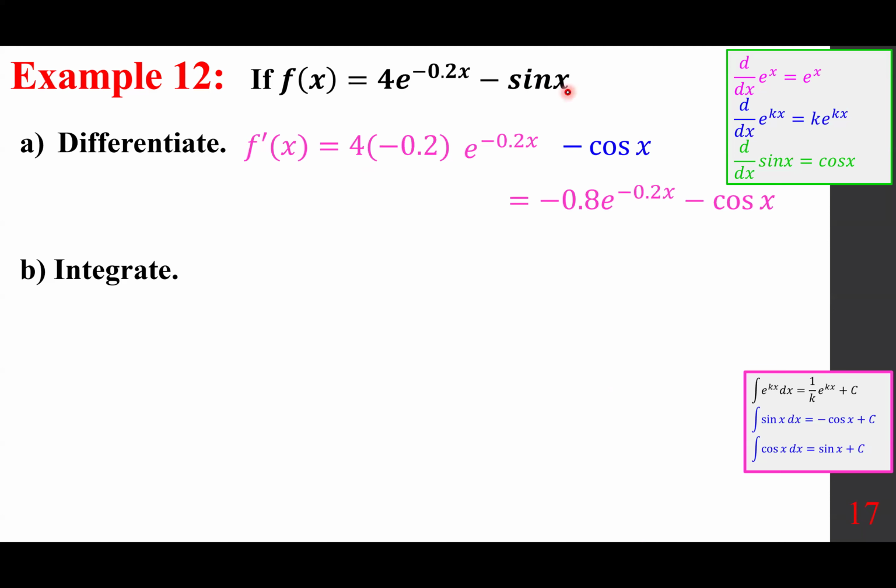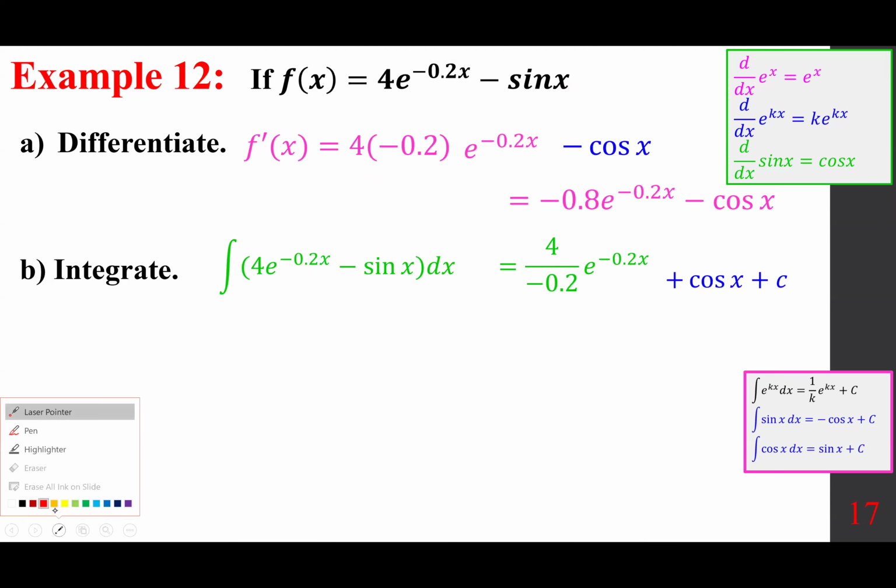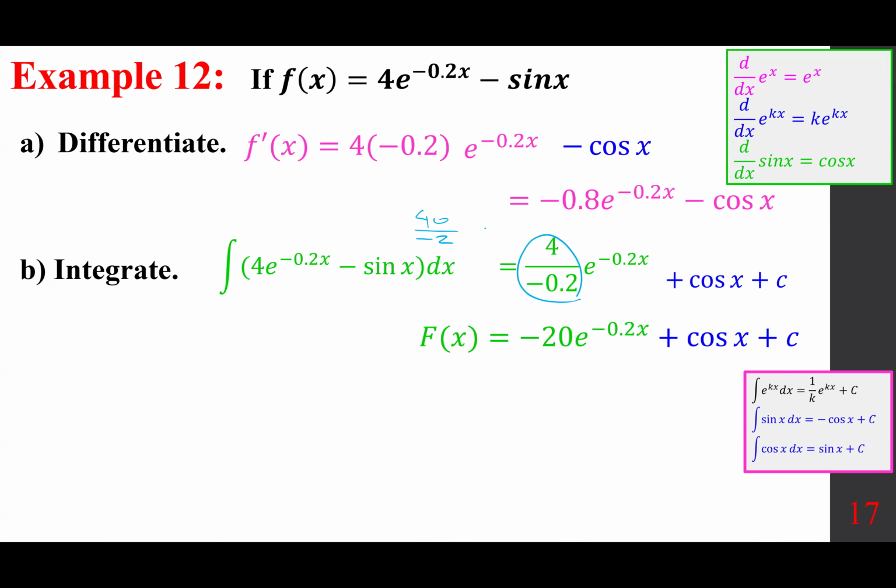To integrate that, you have to put a dx next to it. And again, as I mentioned, the answer is itself, but this time we divide by -0.2. Sine, the derivative is cosine, but the integral is minus cosine, with this minus makes it plus, and this is 40 over -2, which makes it -20, and that's the final answer.